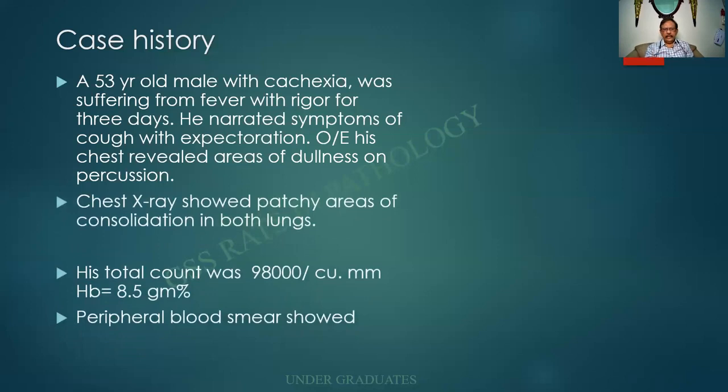An X-ray was taken and it showed patchy areas of consolidation in both the lungs. His blood count was 98,000 per cubic millimeter. Hemoglobin 8.5 grams. And the peripheral blood showed.